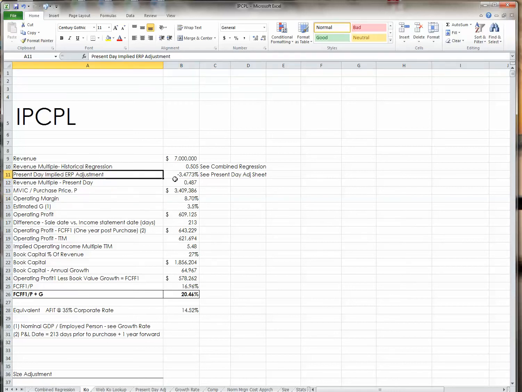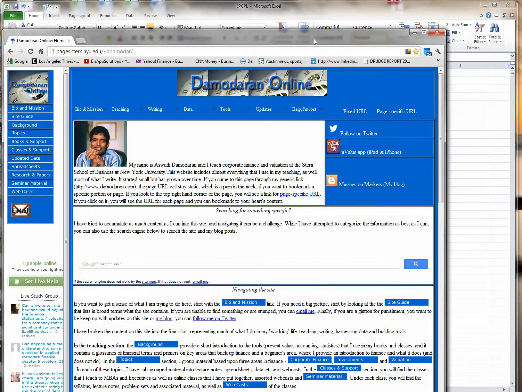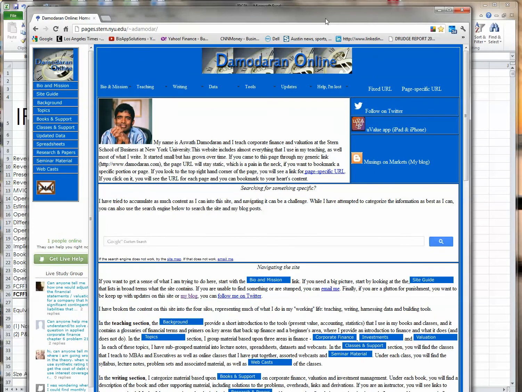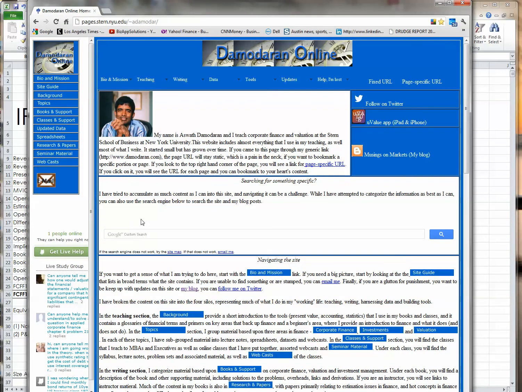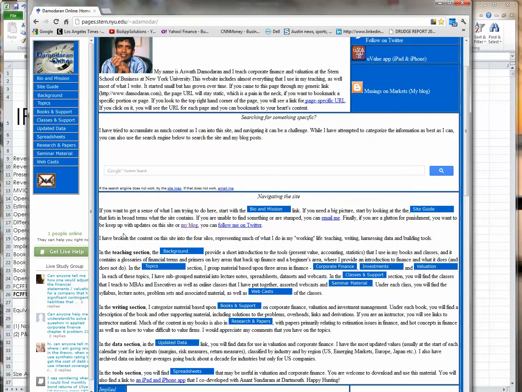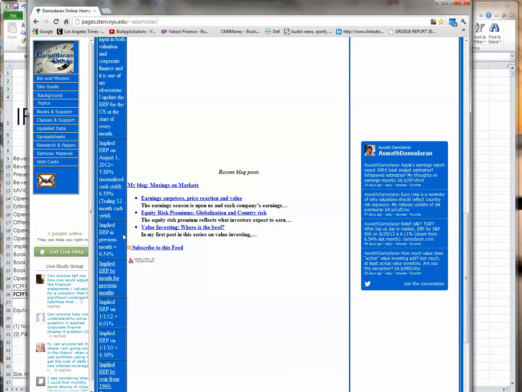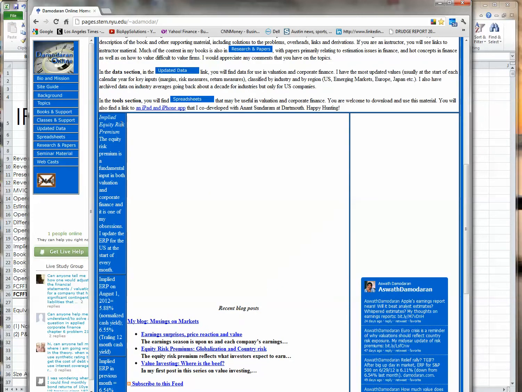Basically what we're doing here is the same thing that Dr. Adj does with his equity risk premium, his implied equity risk premium. And that is right here. If you go to Dr. Adj's online page, on the front, if you go down the left column, you'll find his implied equity risk premium. If you go down here, you'll find that the latest one, he does this every month, is 5.88%.